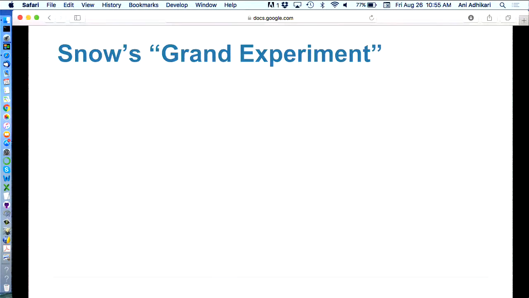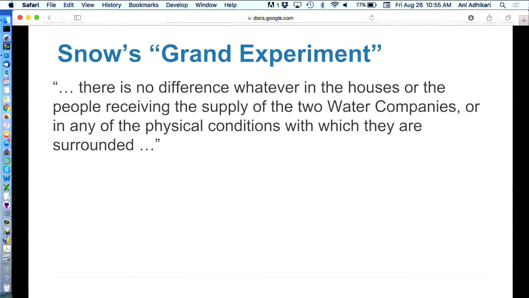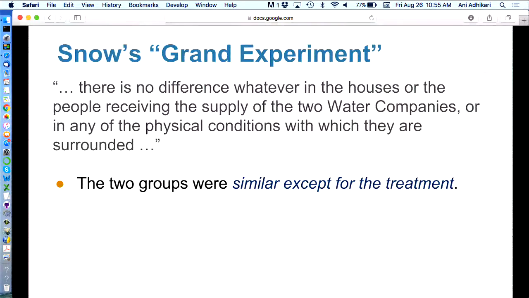And I'm going to try as far as possible to give you the words of the people themselves, not words of textbooks, but what it is that people said when they were doing this thing. And he said, there is no difference whatever in the houses or the people receiving the supply of the 2 water companies or in any of the physical conditions with which they are surrounded. And it goes on. There's a longer text in your book, neither richer nor poorer. They're just exactly the same except for the 2 water companies. And this was the observation that now, if we look at the data and compare, then any difference we can ascribe to the water.